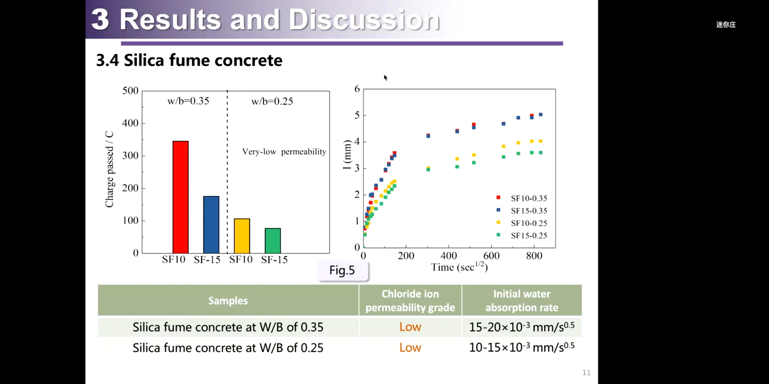The initial water absorption rates of the silica fume concrete at the water-to-binder ratio of 0.35 are between 15 and 20 times 10 to the minus 3 millimeter per square root of the second, while the initial water absorption rates of silica fume concrete at the water-to-binder ratio of 0.25 are between 10 and 15 times 10 to the minus 3 millimeter per square root of the second.